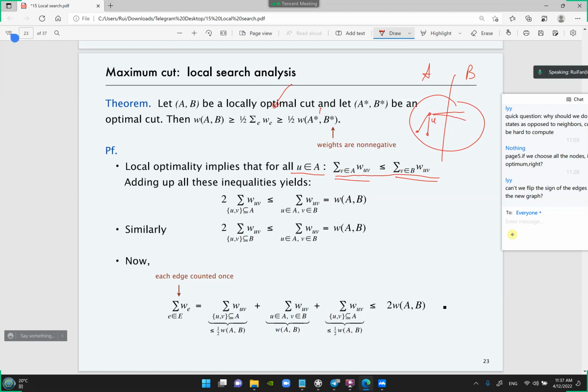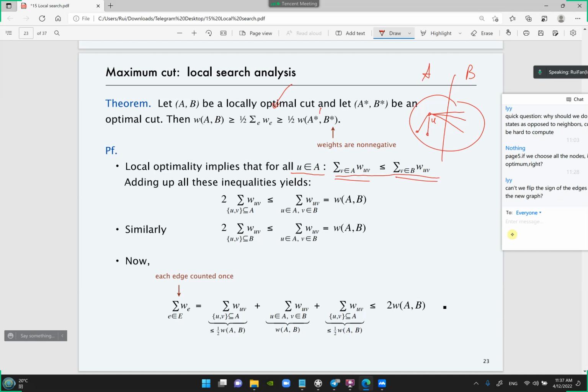that U must be connected to more nodes on the B side than the A side. I mean, not more nodes, but the sum of the connections to the B side must be more than the sum of the connections to the A side. And this holds for all of the nodes in A.